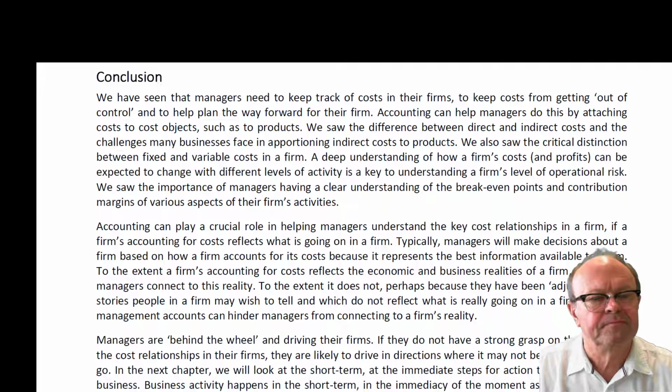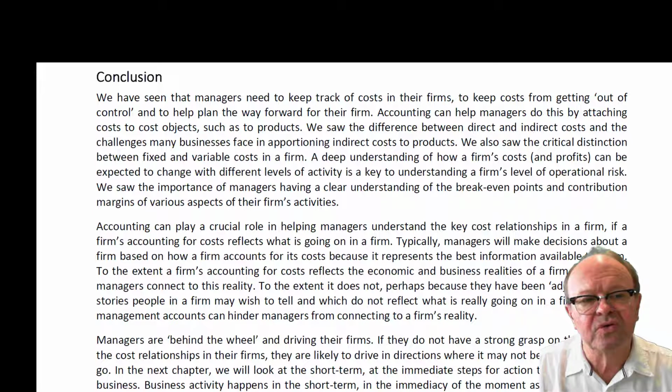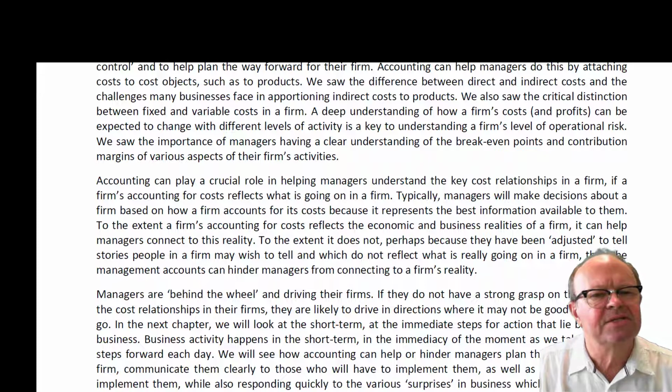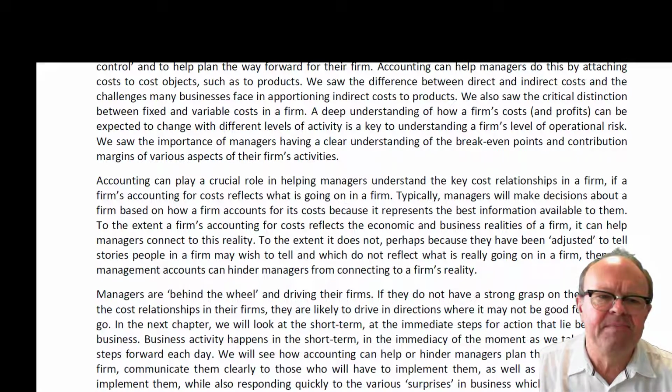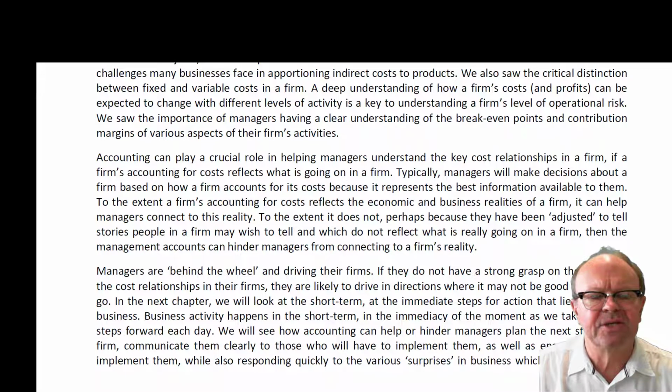Conclusion. We have seen that managers need to keep track of costs in their firms, to keep costs from getting out of control, and to help plan the way forward for their firm. Accounting can help managers do this by attaching costs to cost objects, such as to products. We saw the difference between direct and indirect costs and the challenges many businesses face in apportioning indirect costs to products. We also saw the critical distinction between fixed and variable costs in a firm.